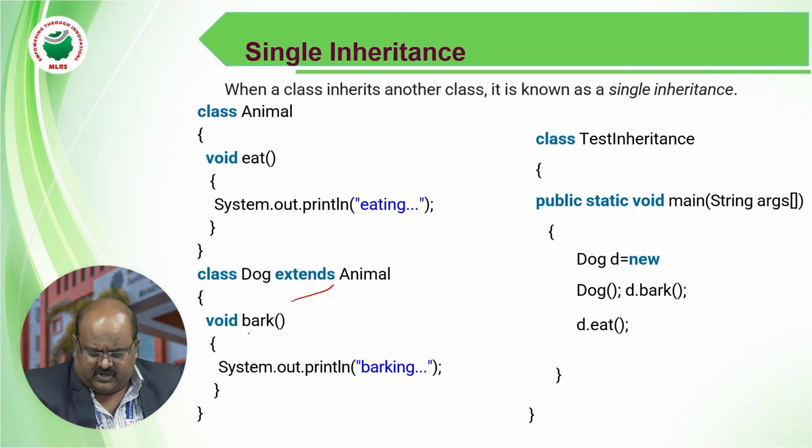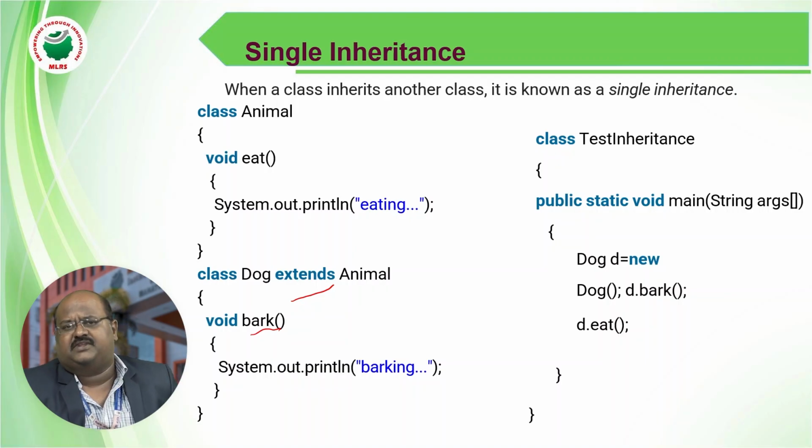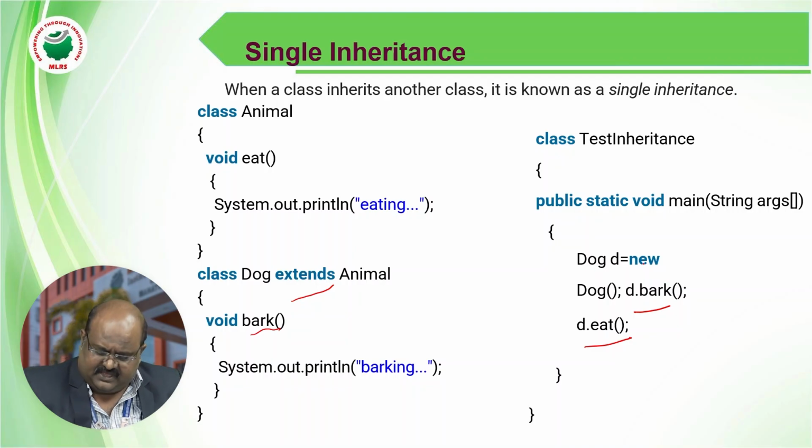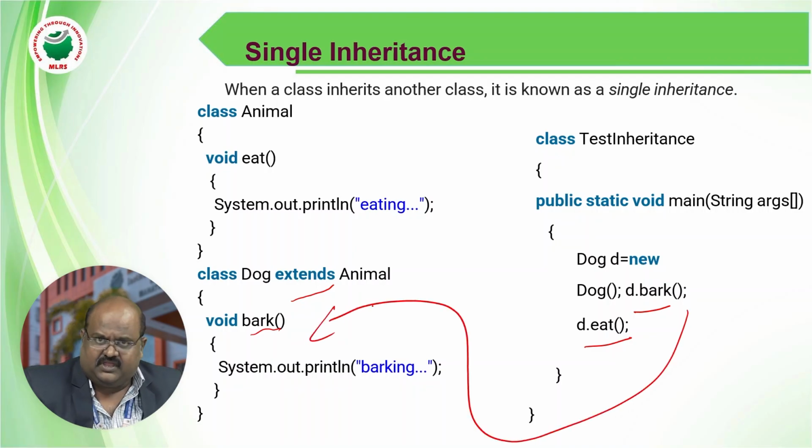Then I am adding one more extra method called bark. I can add a number of methods in my child class, additional to whatever parent class methods are there. Observe this: below, we have created an object of class D. Then I am calling d.bark as well as d.eat. So what is the output that will be coming? d.bark will be called from here, the execution will move from here to here, then it executes, and barking gets printed.